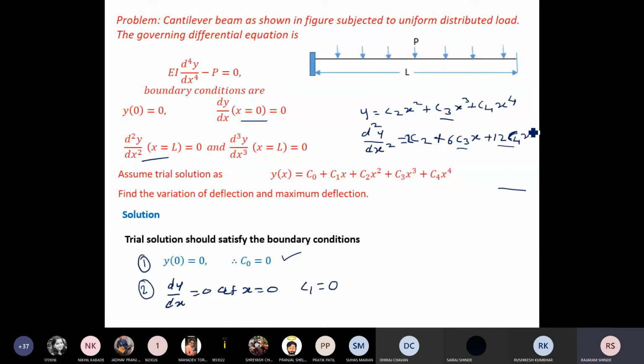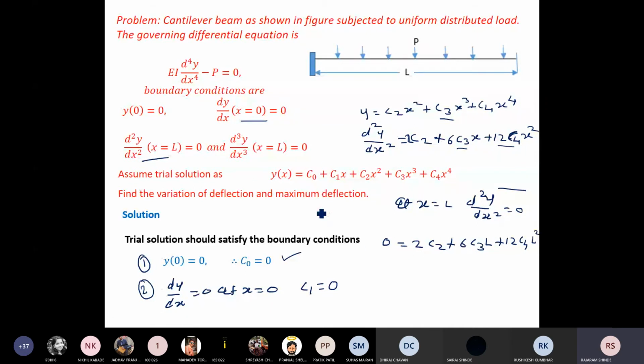Okay, now this is your x square. Now see here, you put the second boundary condition, that is at x is equal to L, d2y by dx square is equal to 0. Now I will put these values in this equation, that is 0 is equal to 2c2 plus 6c3L plus 12c4L square.